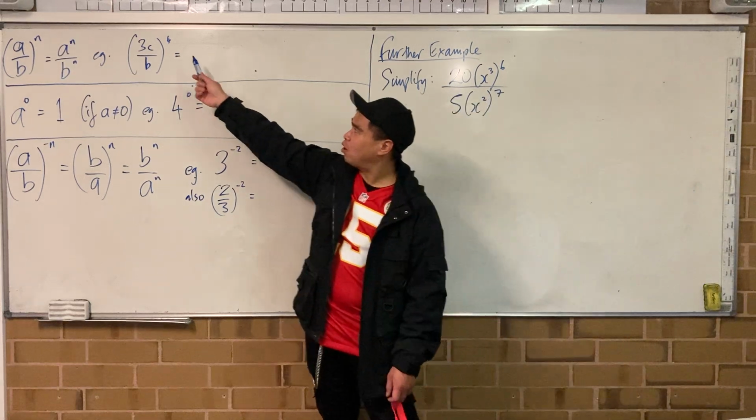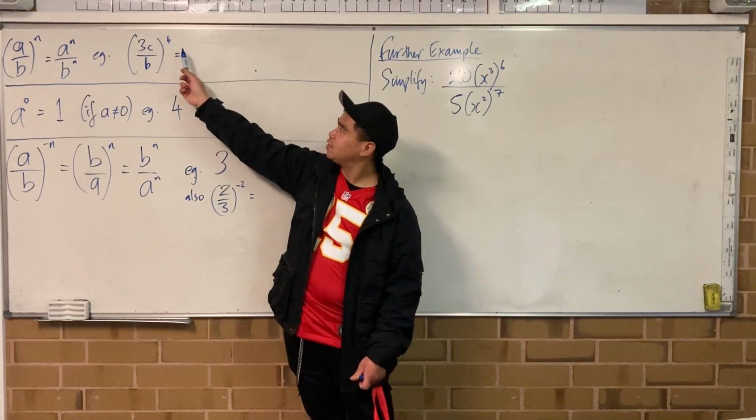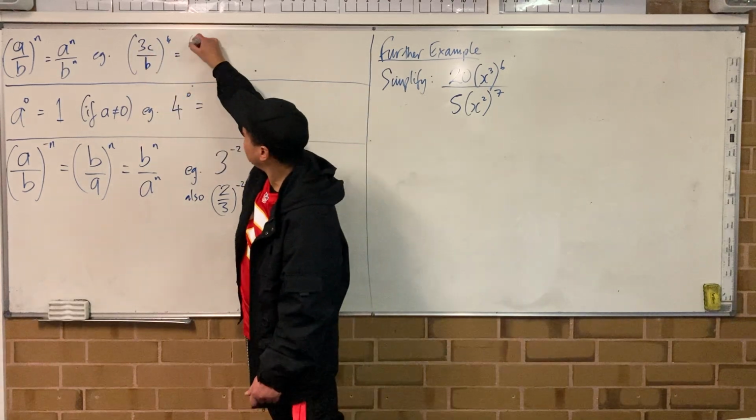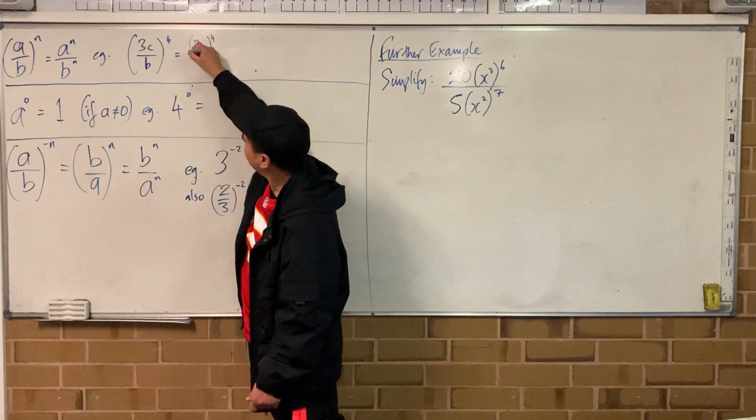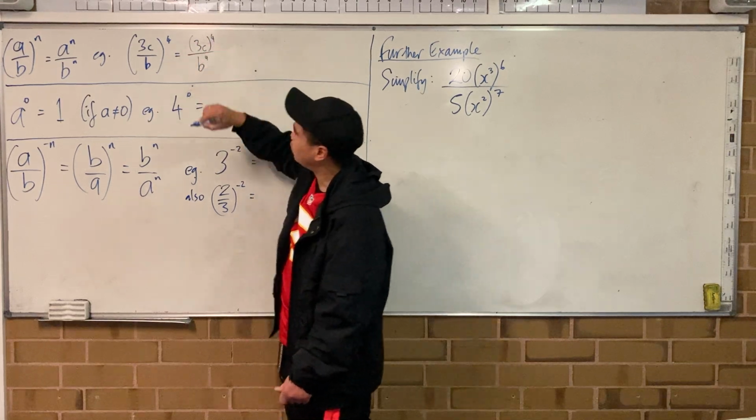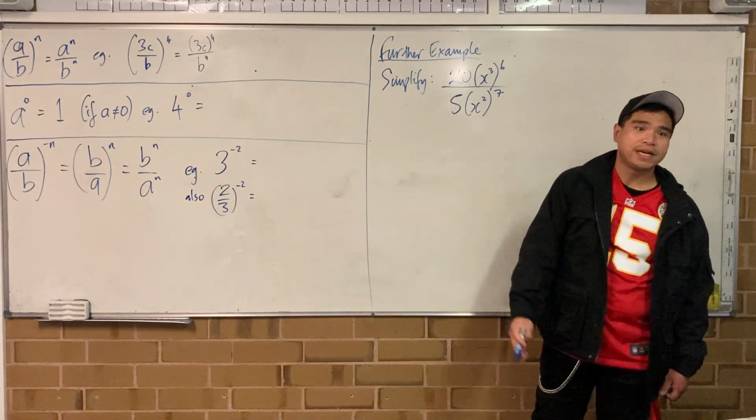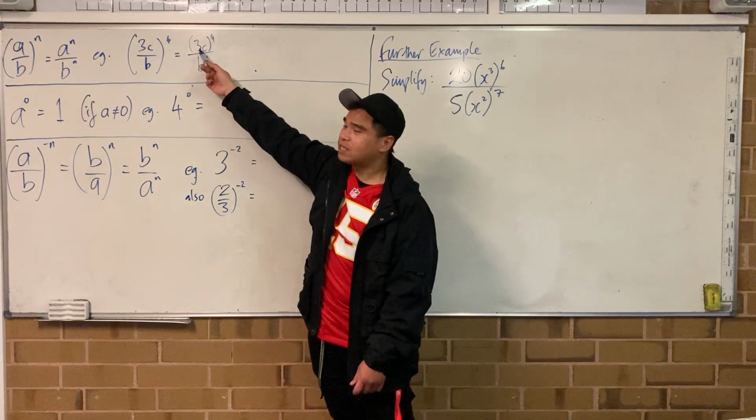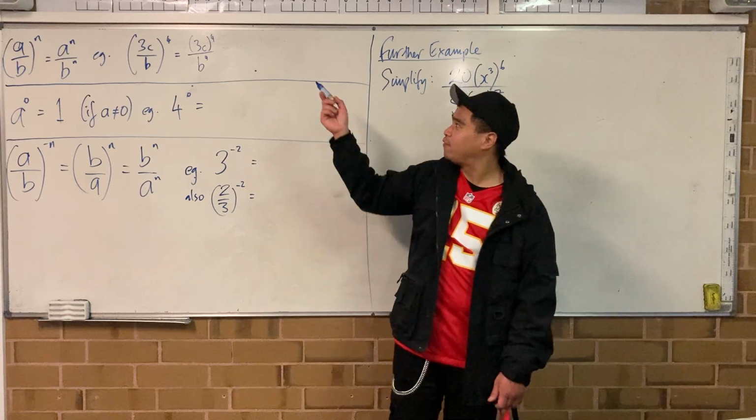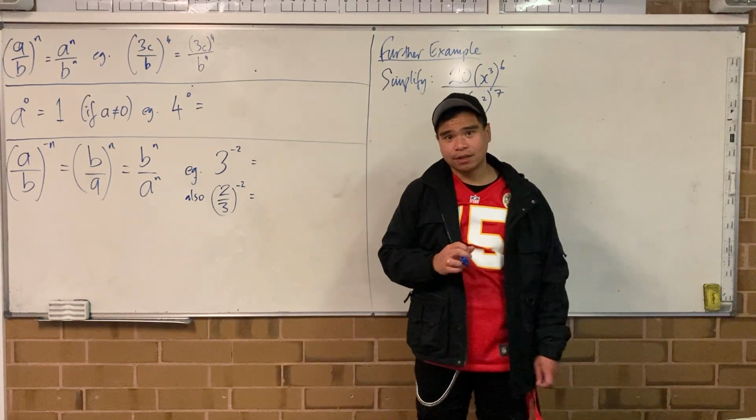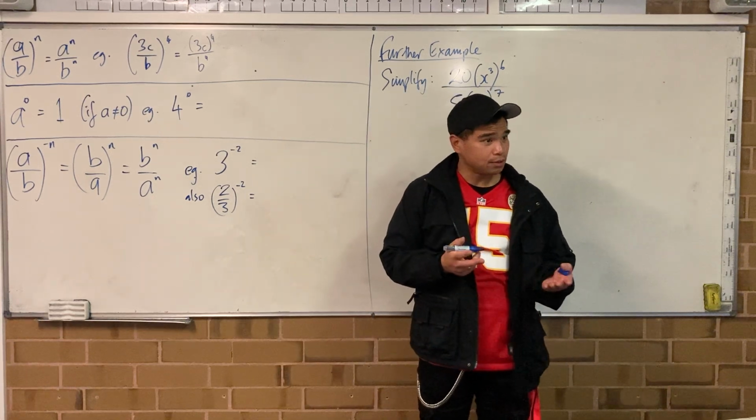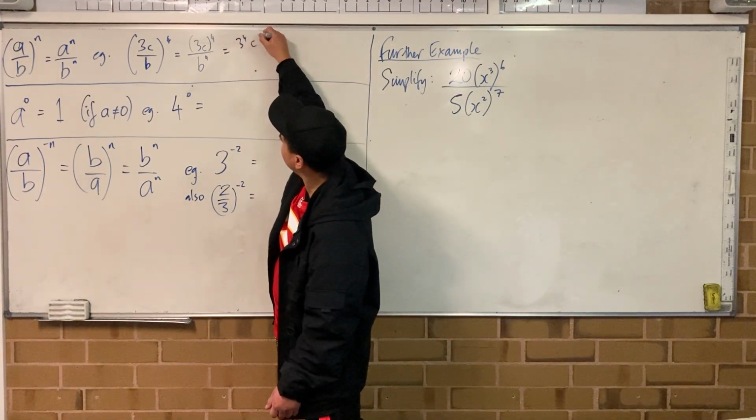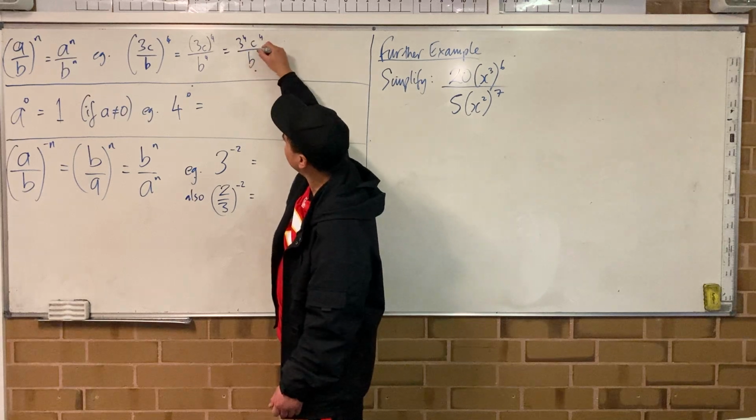What is that 4 power going to do to this 3c? It's going to spread to it. So it's going to be 3c to the power of 4 over b to the power of 4. But now we have another law that has to apply to this. I have 3 times by c. What is that 4 power going to do to the 3? Spread to it. So that's still going to simplify. That's going to be 3 to the power of 4 and c to the power of 4 over b to the power of 4.